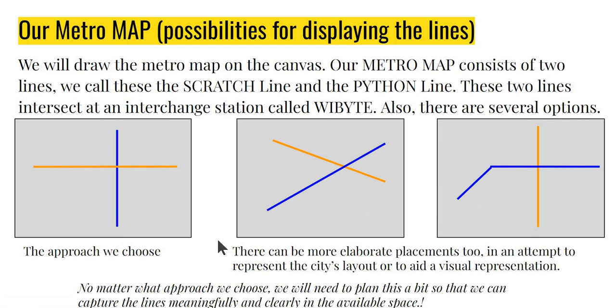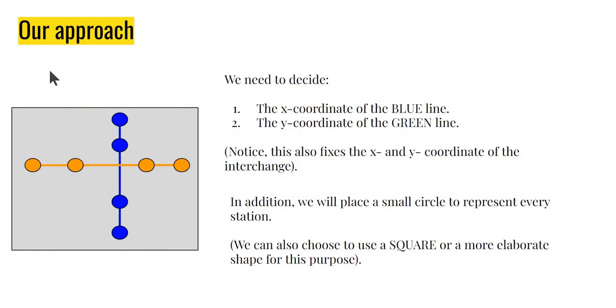But the big point here is that, no matter what approach we choose, we will need to plan this carefully so that we know where our stations are going to appear, how the labels are going to appear, and the entire space is used meaningfully and clearly. This is an important part, because the design of the project has to be clear to the user.